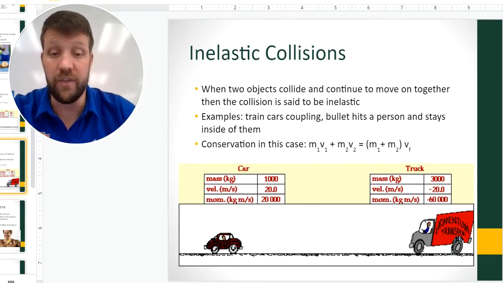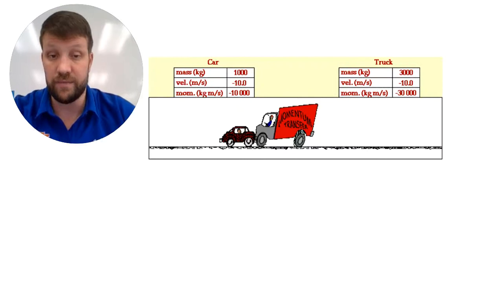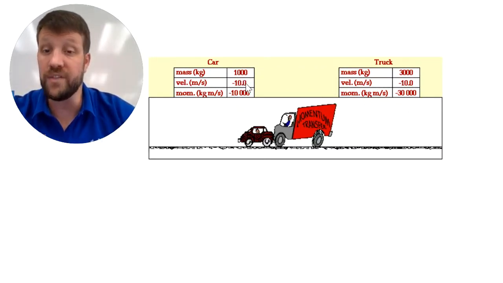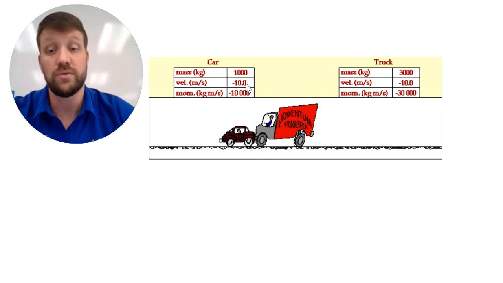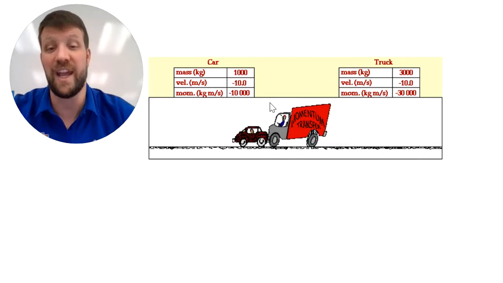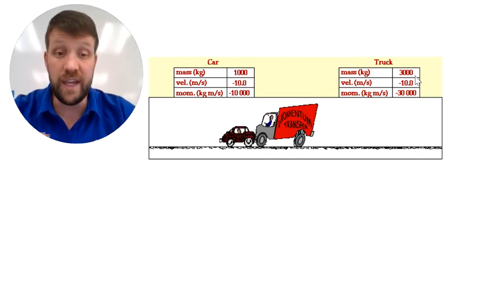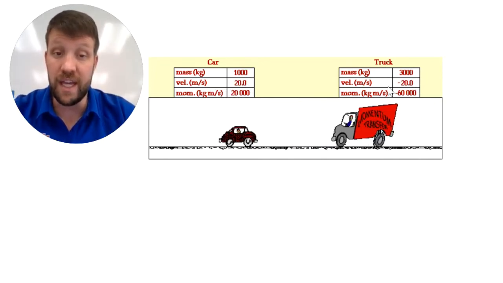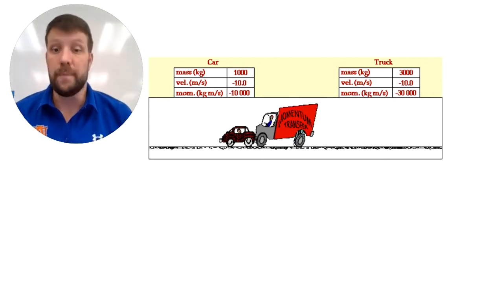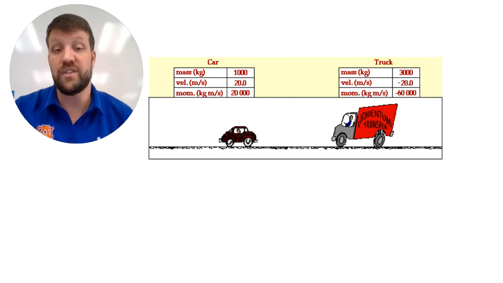Okay, and we're going to see another example of that right here. So we have a mass of 1,000 kilograms with a positive velocity to start of 20 meters per second. So 20,000 kilogram meters per second in momentum. The truck here, 3,000 kilograms, negative 20 meters per second. Now notice opposite directions to start here, but the combinations before and after must still be the same.